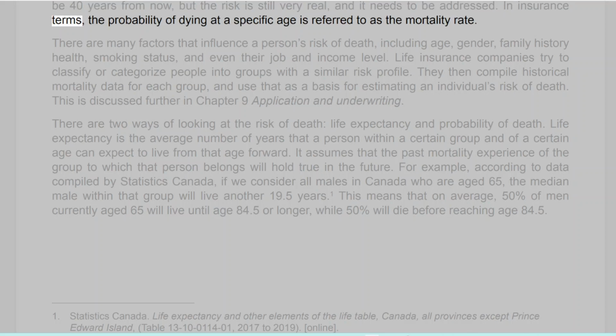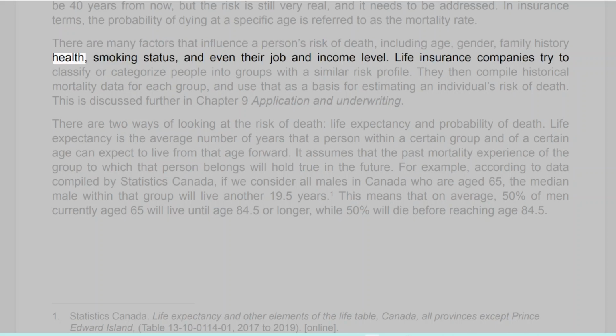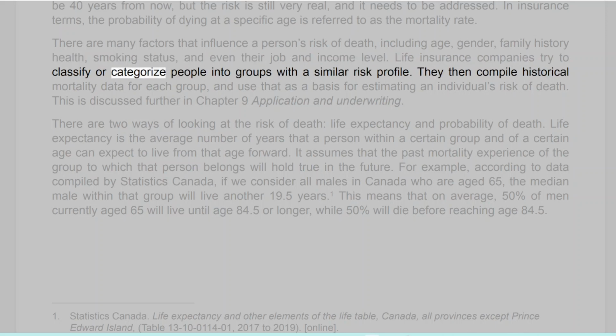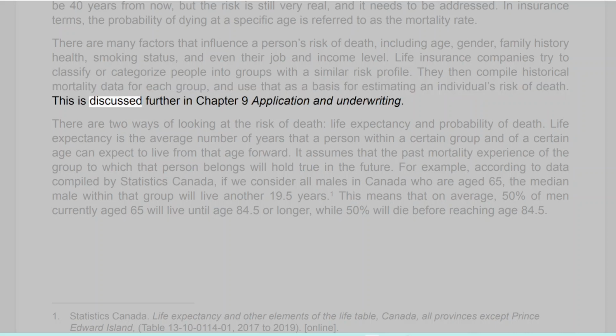In insurance terms, the probability of dying at a specific age is referred to as the mortality rate. There are many factors that influence a person's risk of death, including age, gender, family history, health, smoking status, and even their job and income level. Life insurance companies try to classify or categorize people into groups with a similar risk profile. They then compile historical mortality data for each group and use that as a basis for estimating an individual's risk of death. This is discussed further in Chapter 9, Application and Underwriting.